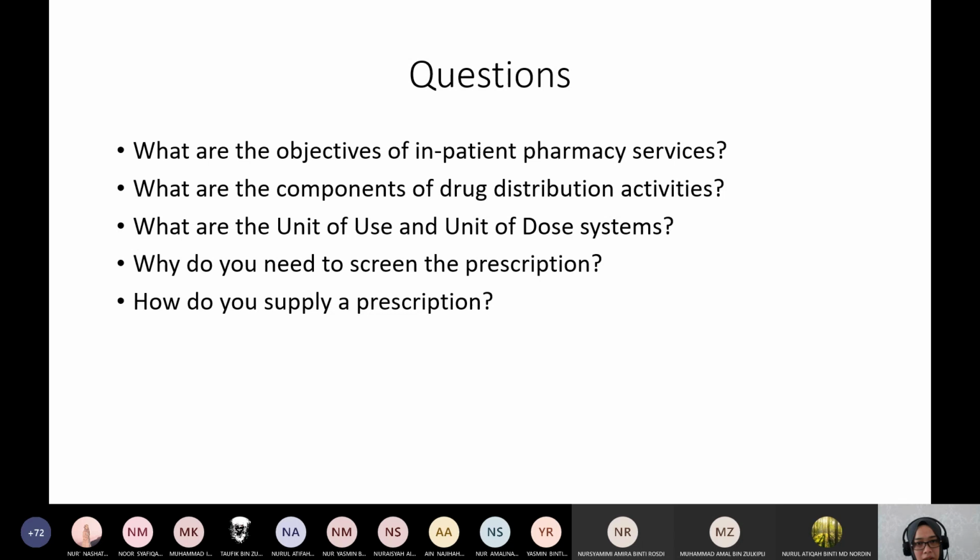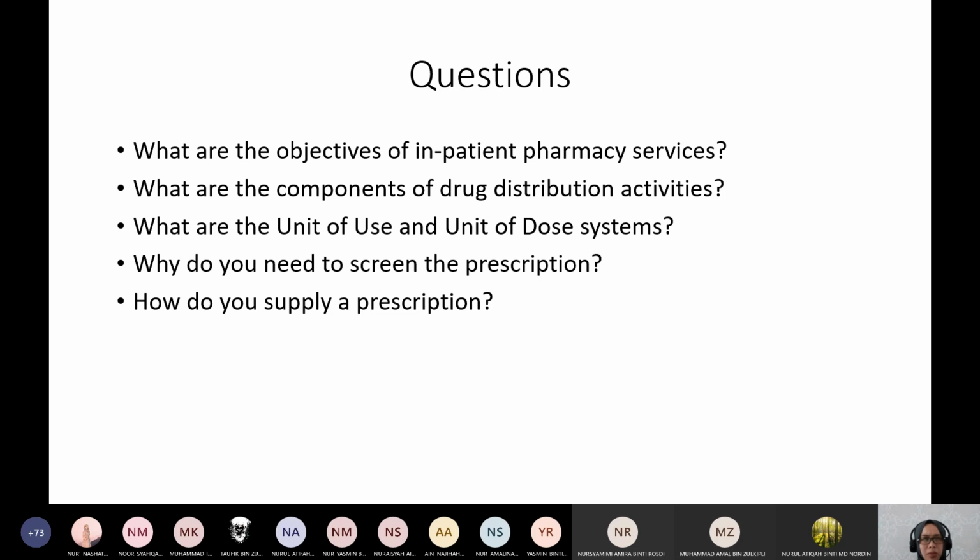Okay, and then the unit of use and unit of dose system applies to which trolley? Medication trolley, or floor stock, or emergency trolley? Medication trolley. Okay, so we are going to apply this a bit later for the cases.